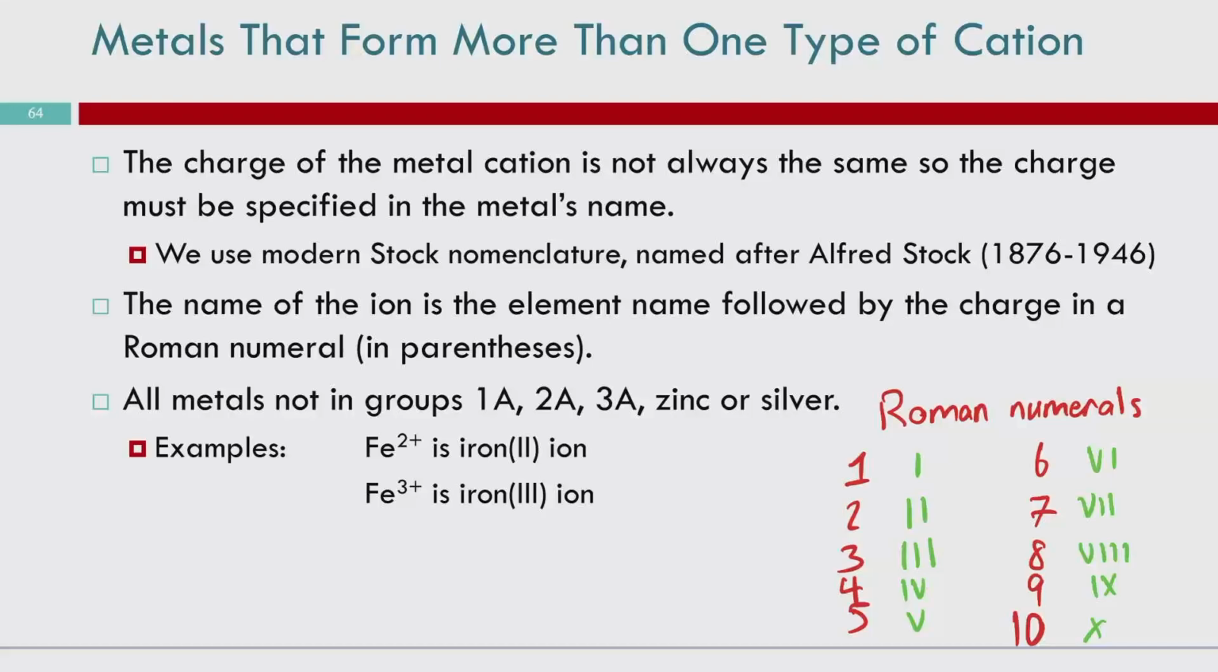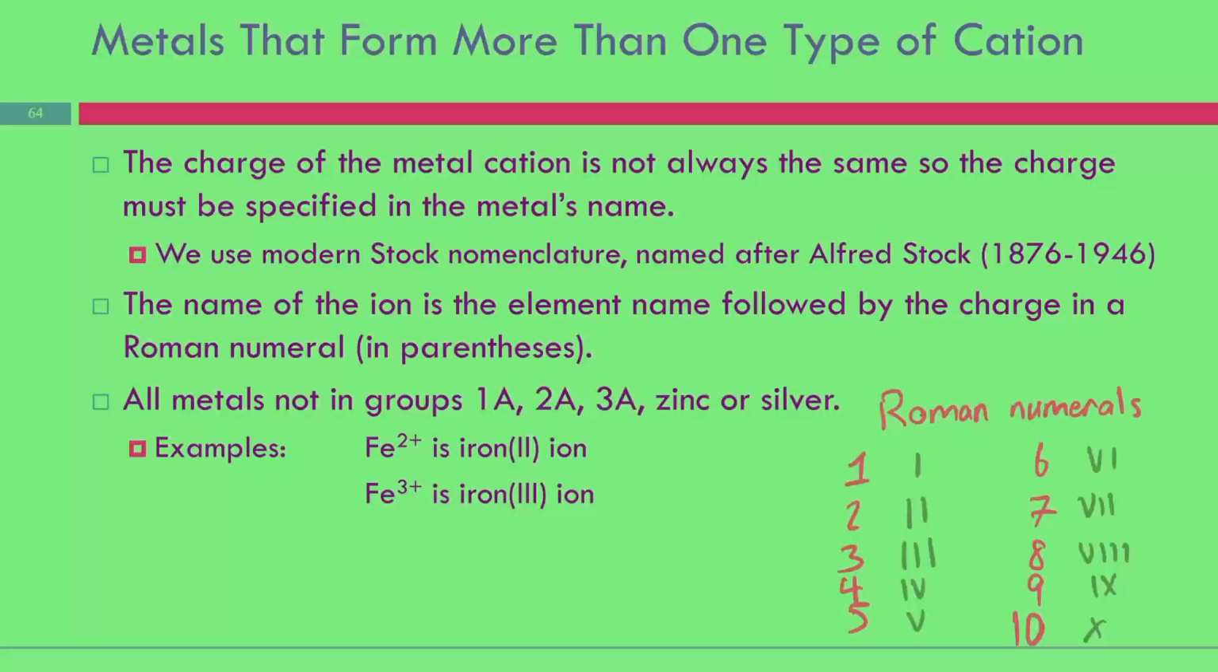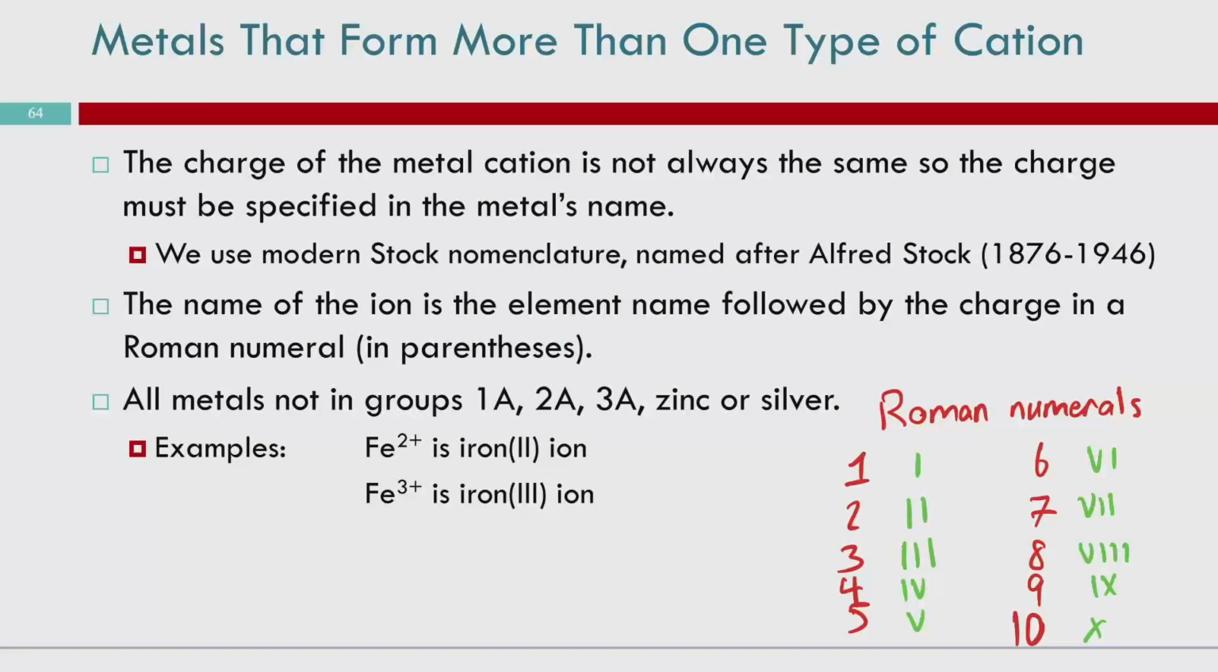Right, this whole middle section, that's our transition metals. Most of them, except for zinc, silver, and cadmium sometimes also, and scandium, but we only need to worry about zinc and silver. All of those can have different charges.